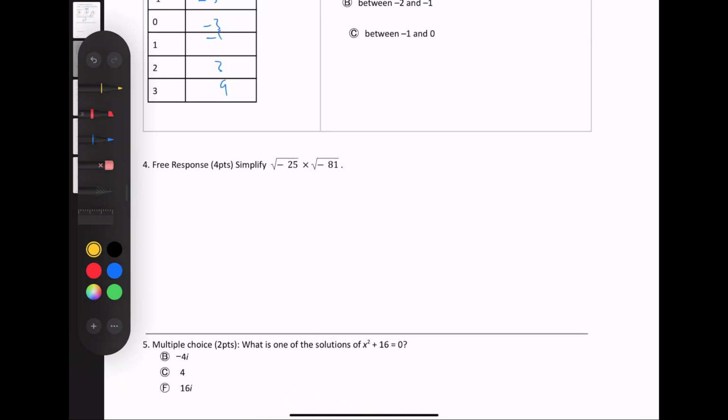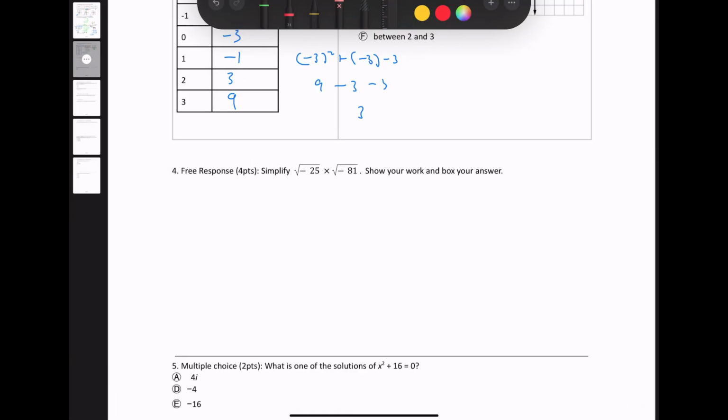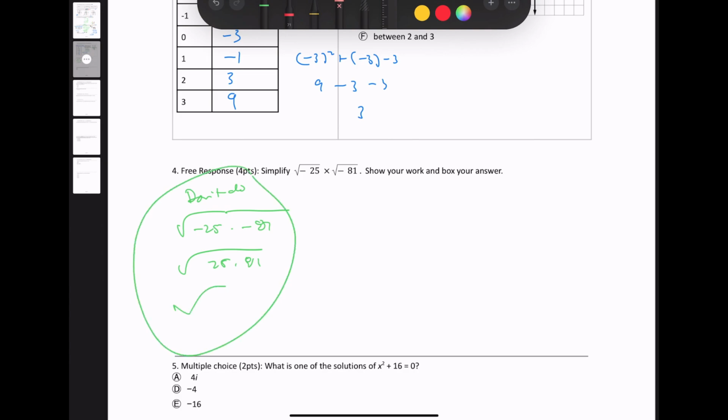Let's go on to this next problem. Number 4, we need to simplify this one. So the temptation, and let's write that, don't do, is to do something like this. And then negative times negatives is a positive, so you do 25 times 81, and then you multiply those and you would solve that. So don't do that.